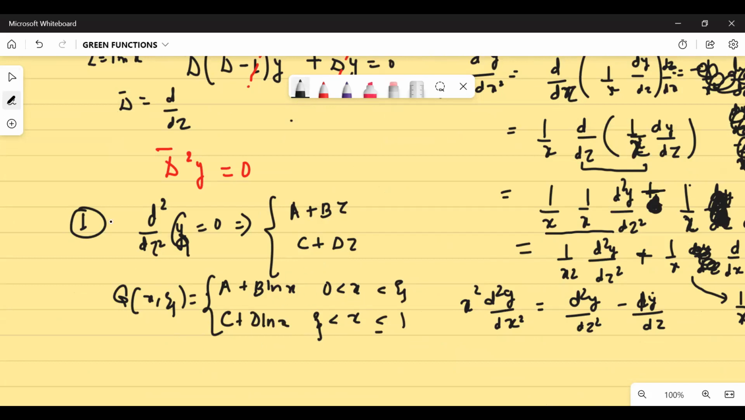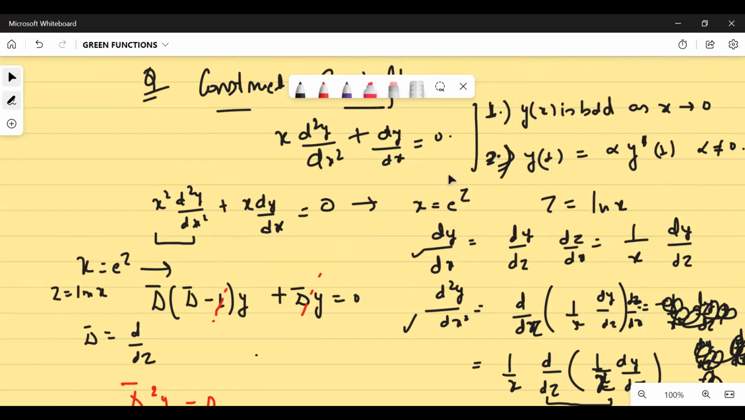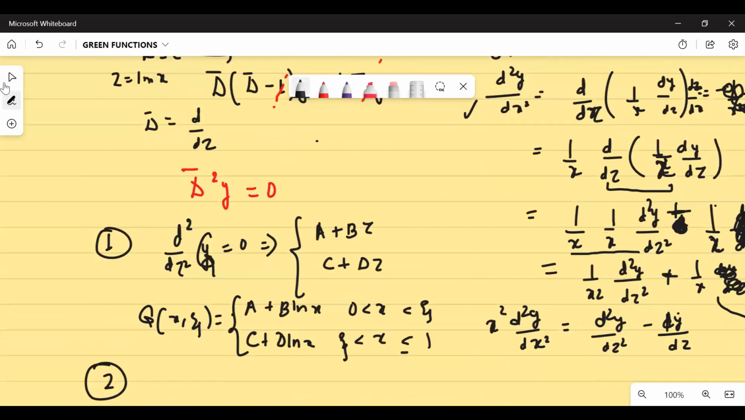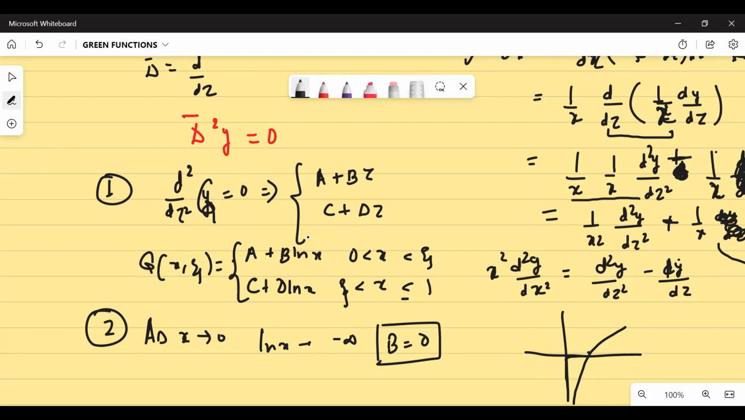Okay, is that clear? Now the second thing is that my Green's function must also satisfy the boundary conditions. The first boundary condition given to you is that y(x) should be bounded as x tends to 0. As x tends to 0, ln x goes towards minus infinity. If you see the graph of ln x, it goes this way. So it suggests that b should be equal to 0. Otherwise, it will never be bounded. Is that clear? Yes, sir.